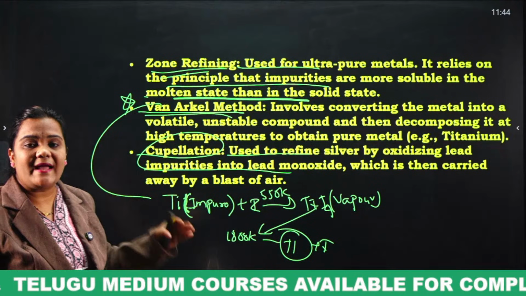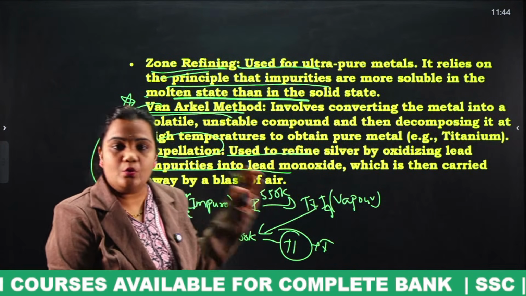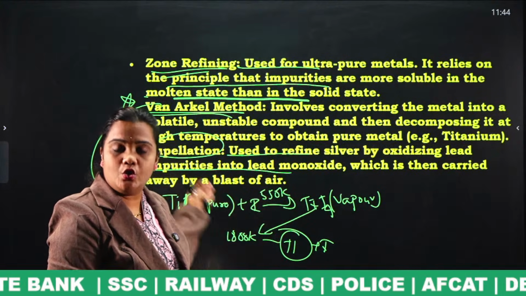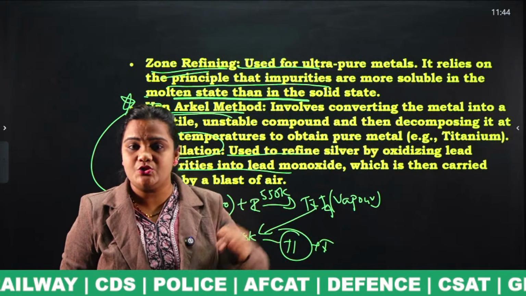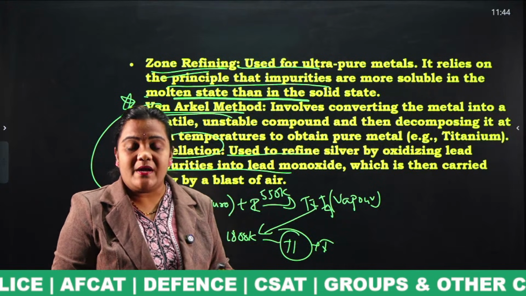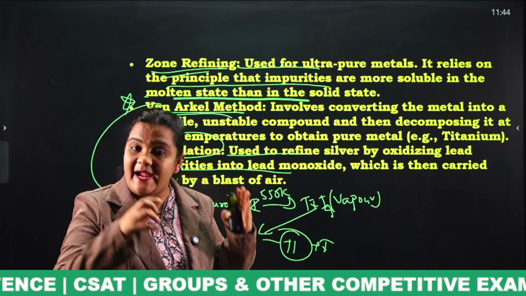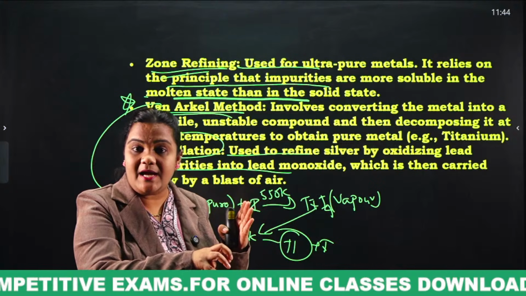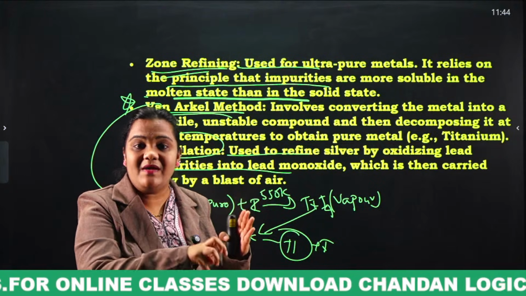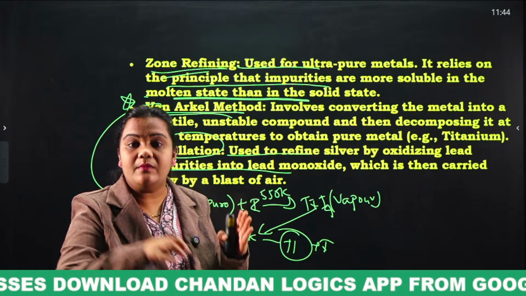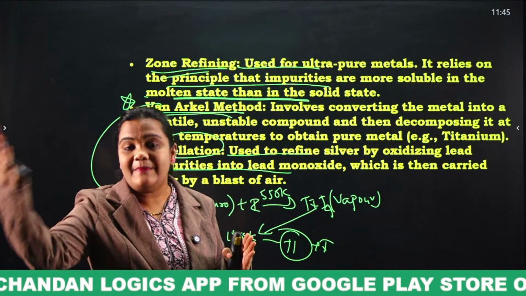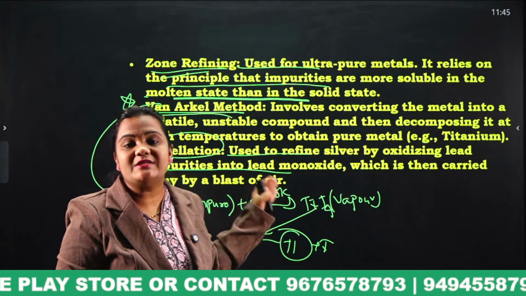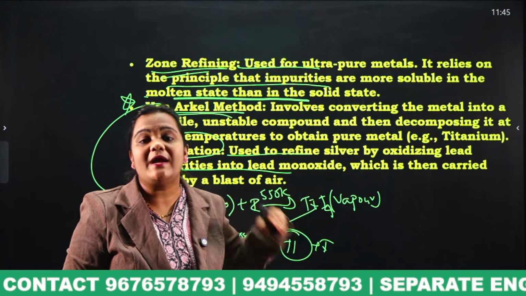So did you understand what I am saying? We want to get pure silver. What type of method are we opting for, students? We are choosing the cupellation method. So what is this method doing? When we pass an oxidizing agent to this silver which has impurities, the lead present in the silver is converted into lead monoxide and goes away by a blast of air. So this method is known as what, students? Cupellation, and this cupellation method is useful for silver in order to get pure silver.